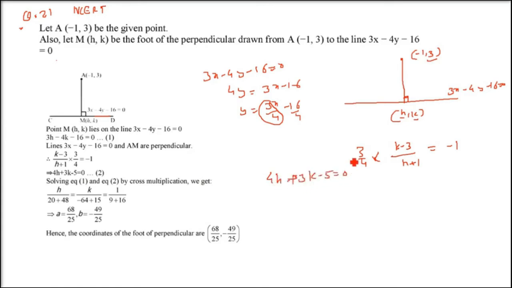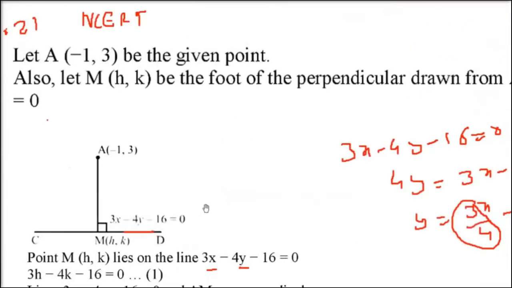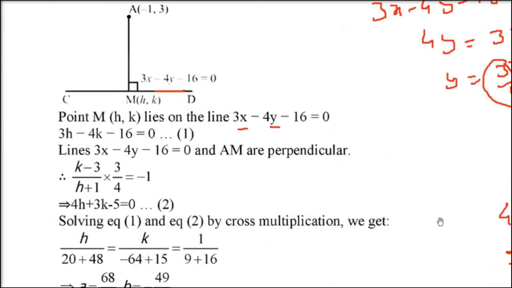Now one more thing is there. This h, k is lying on this line, 3x minus 4y equals 16. Put h and k here, so you get another equation: 3h minus 4k minus 16 equals 0, and you solve these two equations. A equals 68 by 25 and B equals minus 49 by 25. Let me just enlarge it so that you know how to solve it. This is the solution.